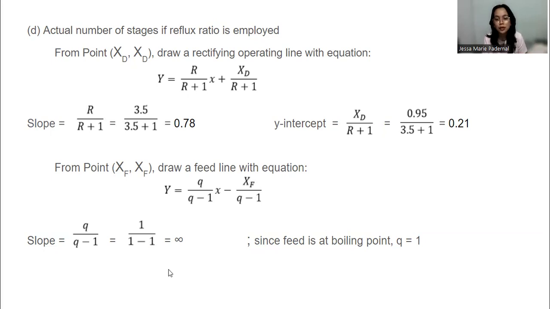The y-intercept is equal to xd over r plus 1, which is 0.95 over 3.5 plus 1. Therefore, our y-intercept is 0.21. To find our feed line from point xf, or our feed composition, the equation will be y is equal to q over q minus 1 x minus xf over q minus 1. Since the feed is at boiling point, it is a saturated liquid, so our q is equal to 1. And the slope of our feed line is therefore infinity.